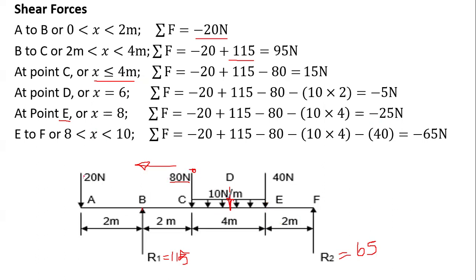I have this negative 20. This is positive 115. This is also negative 80. This one I'm also going to use the whole of it, so I'll say negative 10 by 4. And lastly, I should have 40, which is also down, also negative. So that's what I have there: negative 20, positive 115, minus 80, minus 10 by 4, then minus 40. My result is 65. Now, here is your first checkpoint.